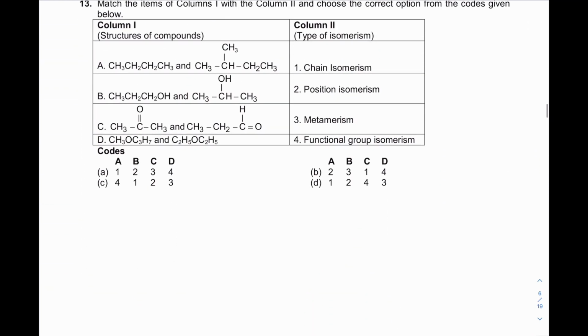Next, you have to match. This is straight chain. These two are not isomers. The second one is propanol and 2-propanol. It is positional isomer. Third one, aldehyde and ketone, they are functional isomers. And these two ethers are metamers. So they will be chain isomers.